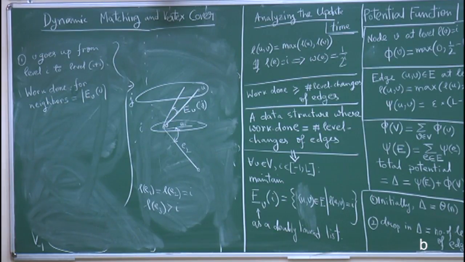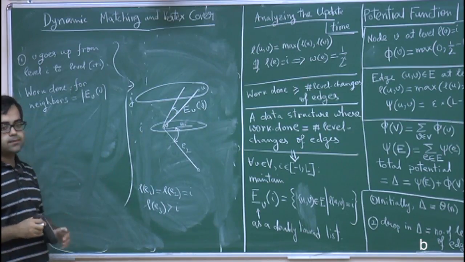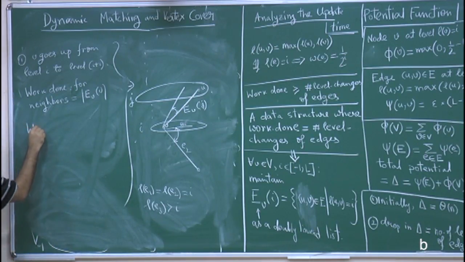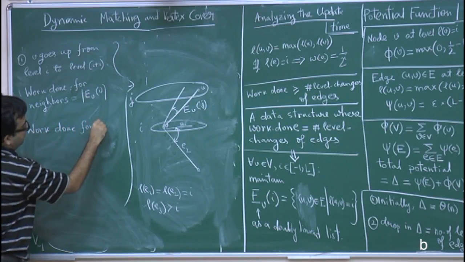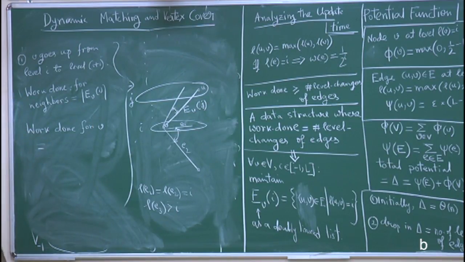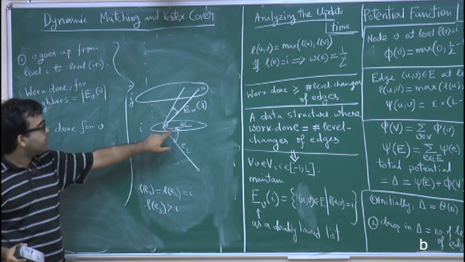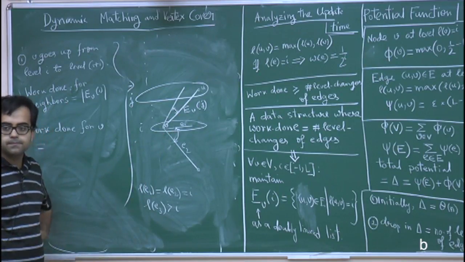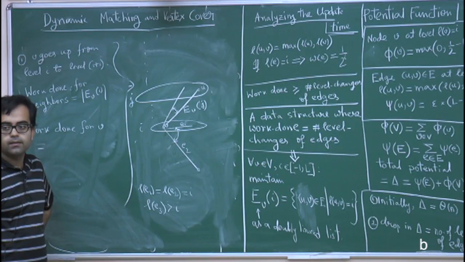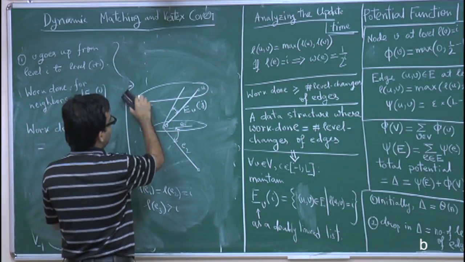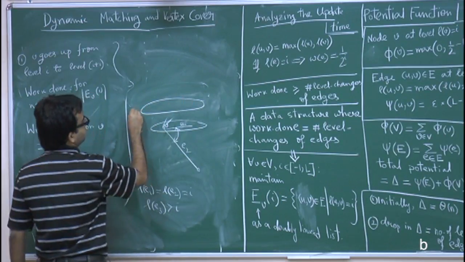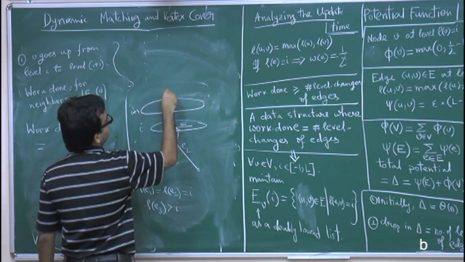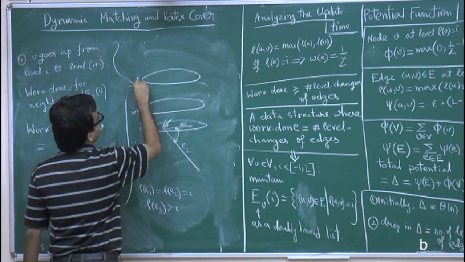What will be the amount of work that you need to do to update V's list? So, work done for V. You will need to do, exactly. So, the work that you need to do to update V's list is just constant. Why? Because just look at this picture. So, this is level I, this is I plus 1, and these are the levels upward from I plus 1 and upward.